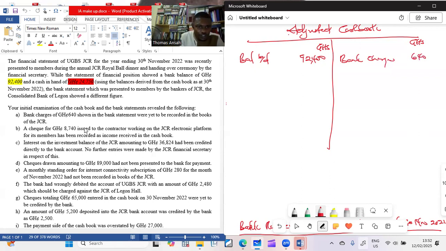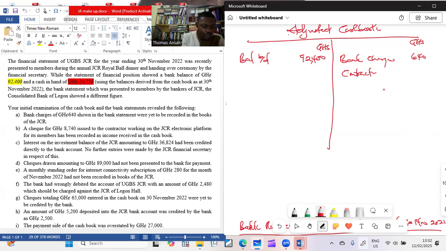Then the next one, a check of 8,740 issued to a contractor working on the JCRC electronic platform has been recorded on the income side of the cash book. So instead of recording the contractor's money here, we recorded it here. So how do we cancel it? You cancel it by multiplying it by 2, so that half of the first 8,740 will cancel this out, and you have the correct one maintained inside your adjusted cash book.